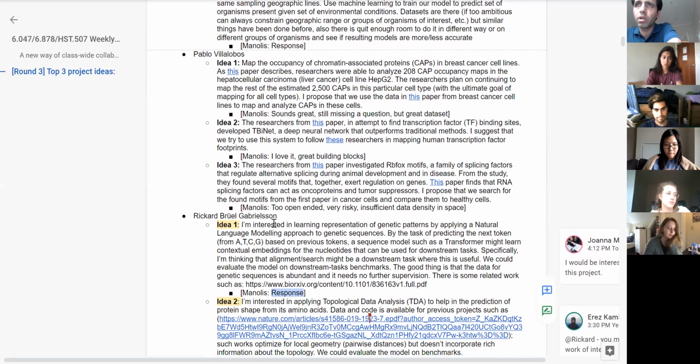Okay, Ricard. I'm interested in learning representations of genetic patterns by applying neural language modeling to genetic sequences. Predict the next token from previous tokens with a sequence model such as a transformer, giving contextual embeddings for the nucleotides used for downstream tasks. Specifically, I'm thinking that alignment search might be a downstream task. Evaluate the model on downstream task benchmarks. The good thing is that the data for genetic sequences is abundant.